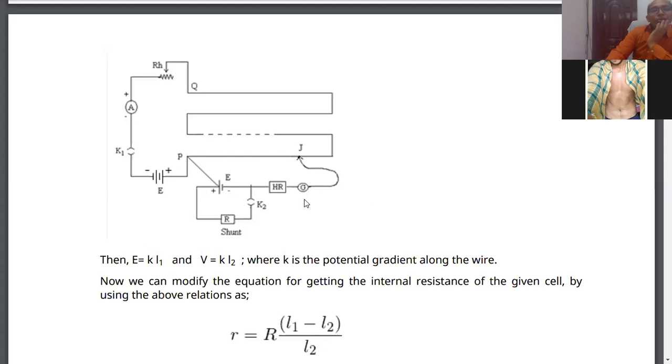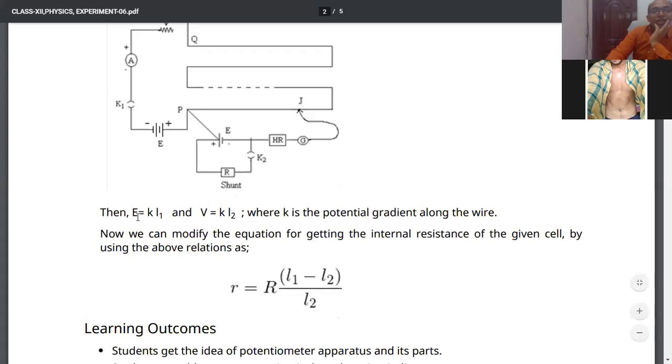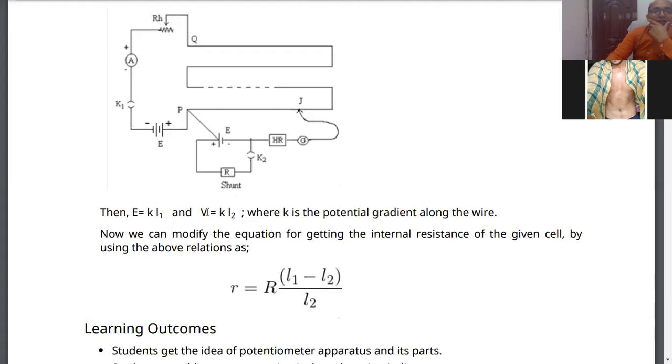Now, we measure the balancing length when the circuit is open, and then we measure the balancing length when the circuit is closed. When the circuit is open, we get the EMF of the cell: E equal to KL1. And when the circuit is closed, EMF is no longer there, but there will be a potential difference, a little bit lesser than the EMF, given as V equal to KL2. Here K is the proportionality constant, called the potential gradient along the length of the wire.